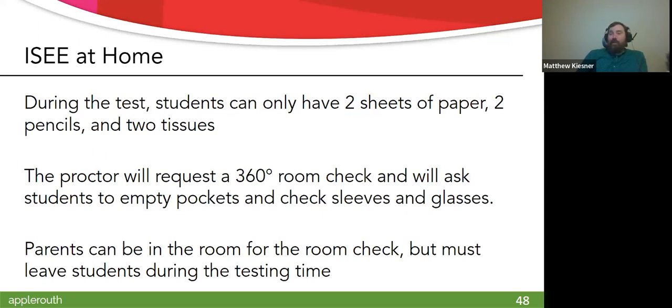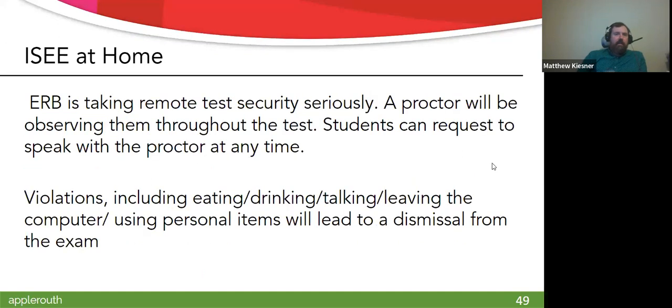So the weird differences in rules: during the ISEE, students can only have 2 sheets of paper, 2 pencils, and 2 tissues. No water, but you can cry a little bit. Only if you touched, or have a nose. I don't know, very weird. They're going to do the room check just like that, and they even want to look at your glasses and stuff. And parents can be there. So those are similar.